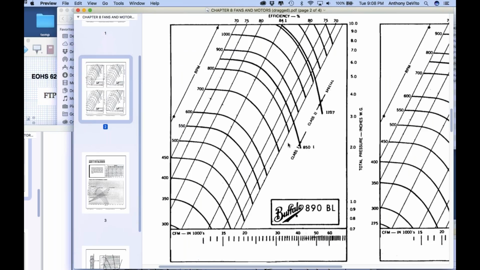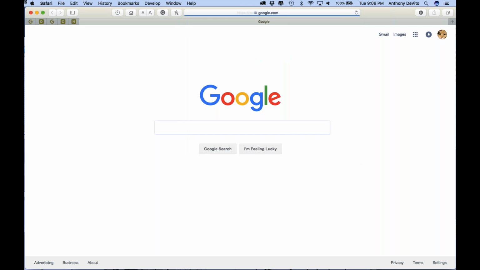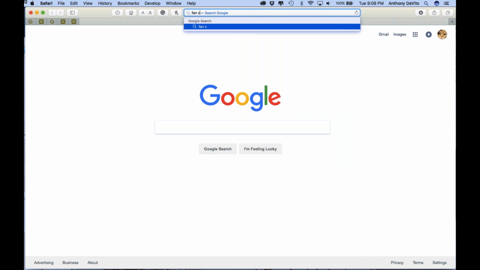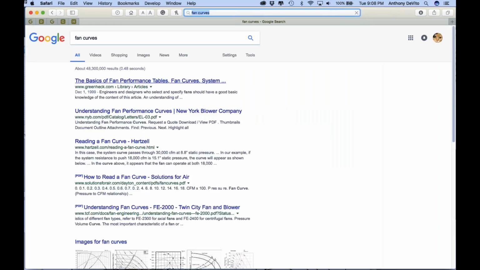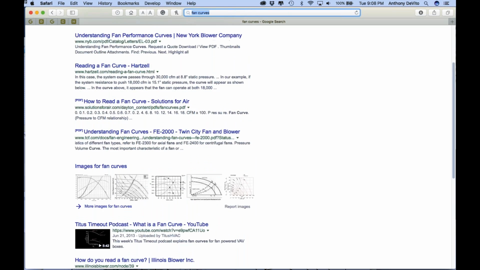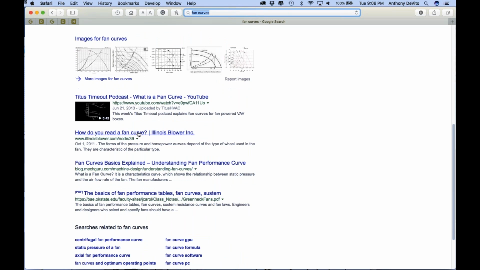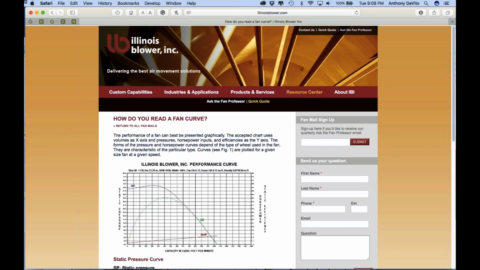If you go on Google and Google fan curves, right, you'll find, well, what the hell? Hang on a second. Hang on. Fan curves. Well, you just call them and tell them and they give you, I hate to say this, chances are they'll practically sit down and design it for you to sell the fan. Fan performance, okay, let's see. I want to find an actual manufacturer. Let's see. Illinois Blower. Did I just see Illinois Blower? Yeah, let's see. How do you read a fan curve? Let's see if I can't find some of those.